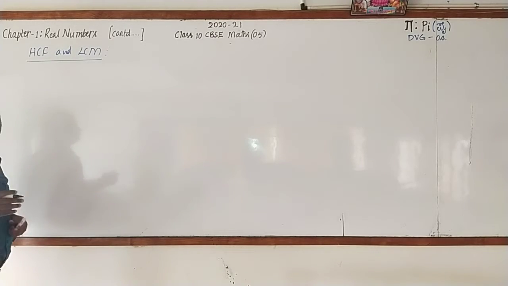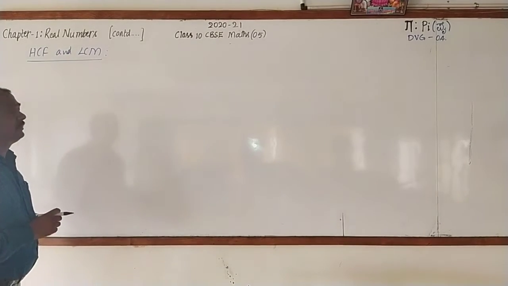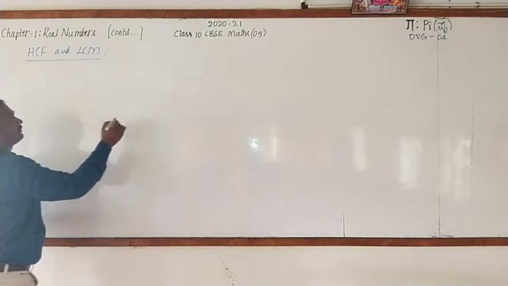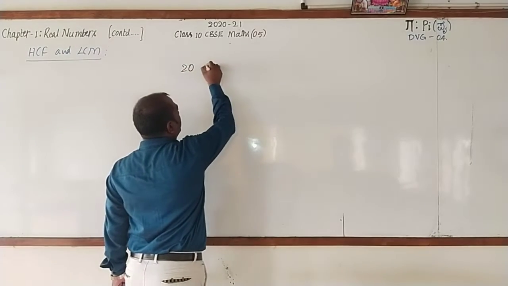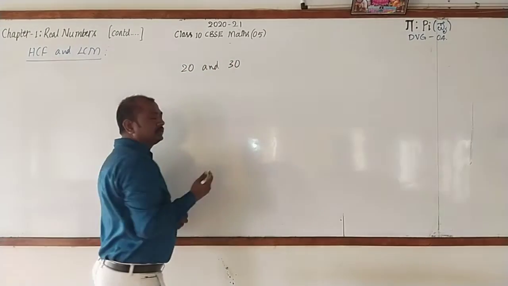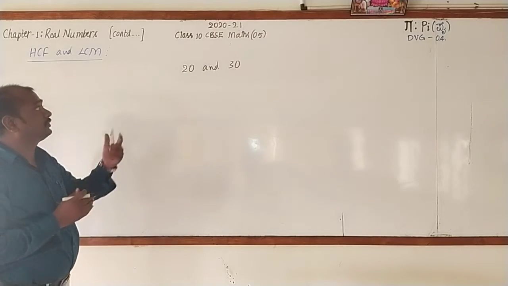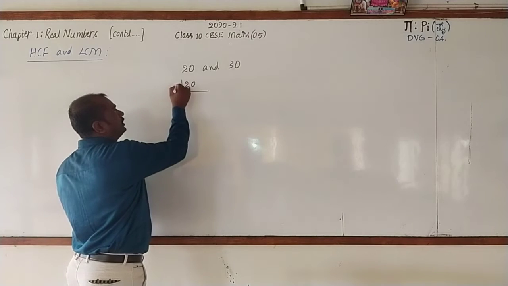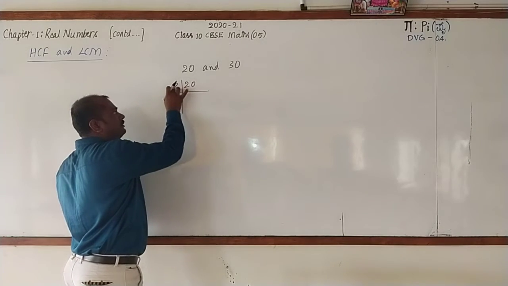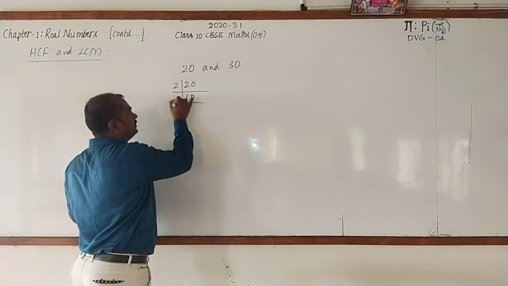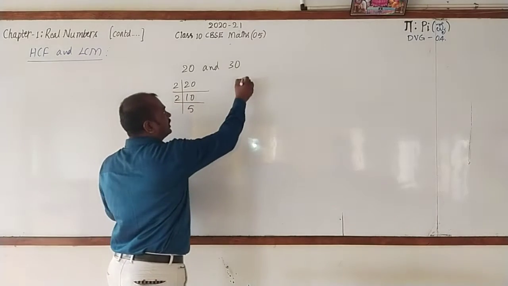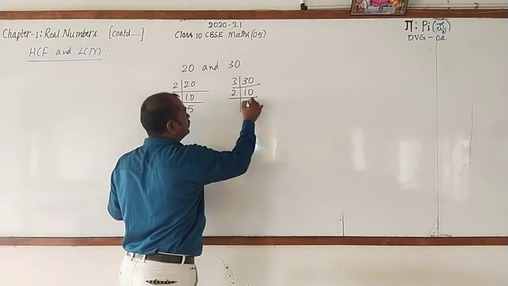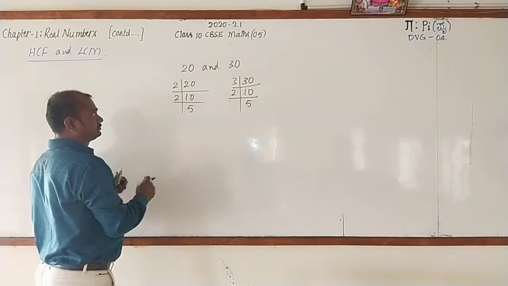To understand this, let us take an example. Here I will take the numbers 20 and 30. You know how to find the prime factorization of these. 20 can be written as 2 into 10, as it is an even number divisible by 2. 2 tens are 20, then 2 fives are 10. 30 can be written as 3 tens are 30, then 2 fives are 10.